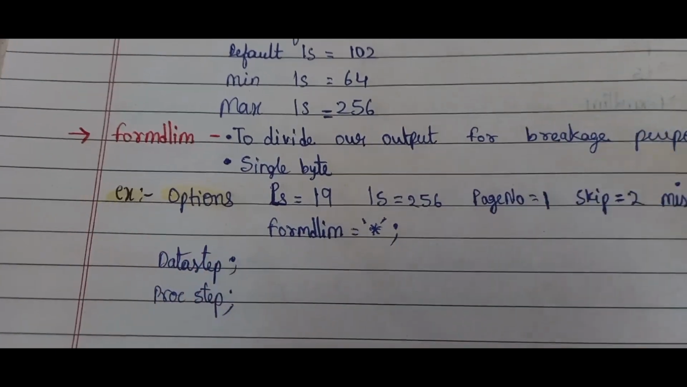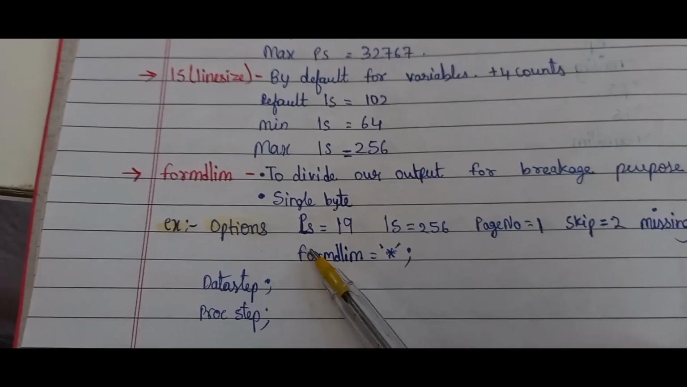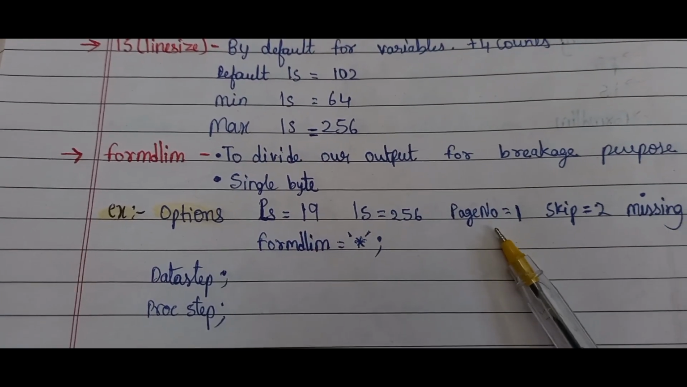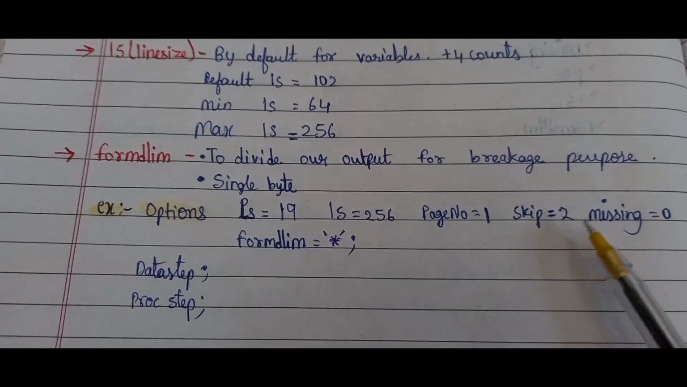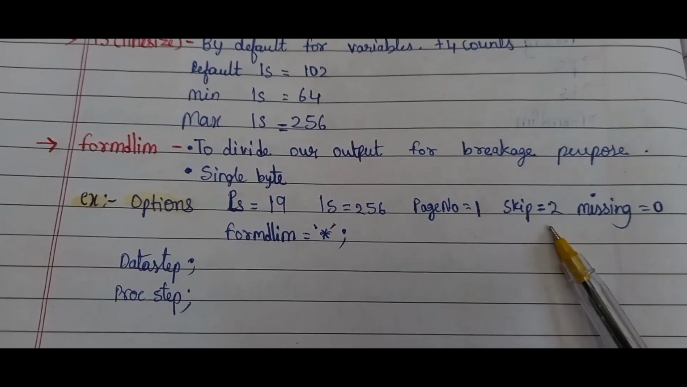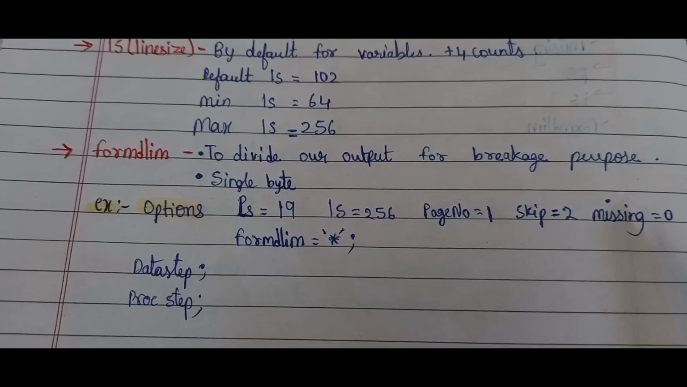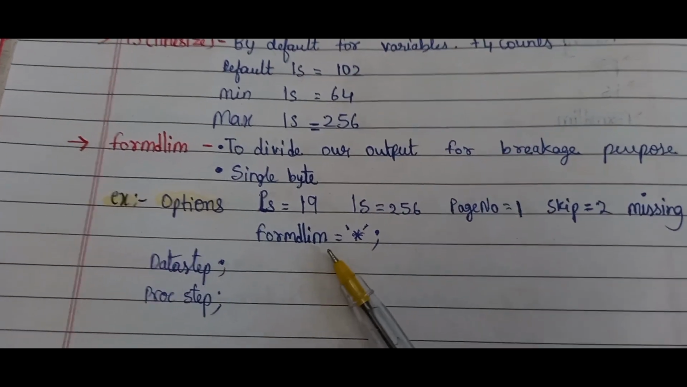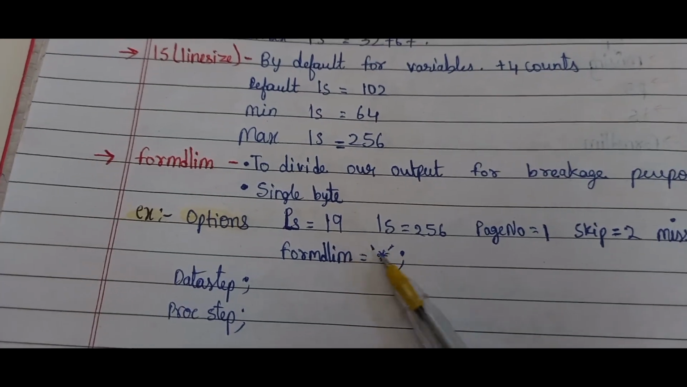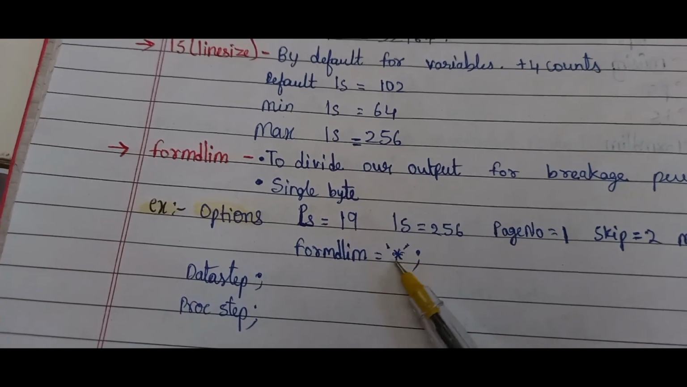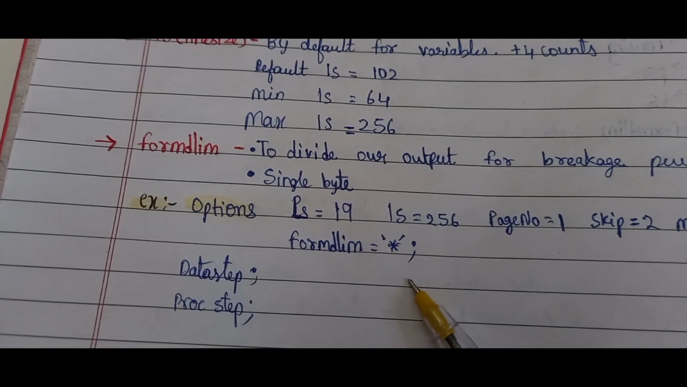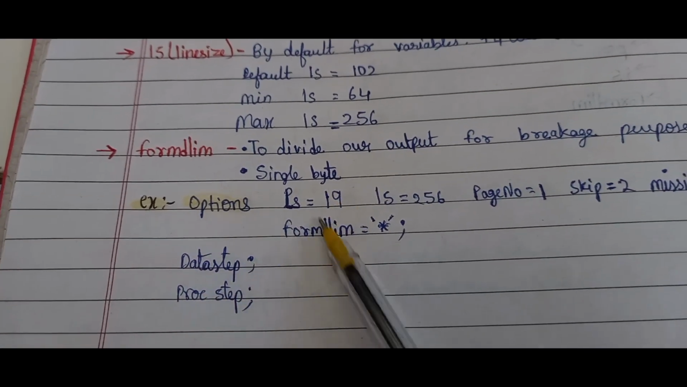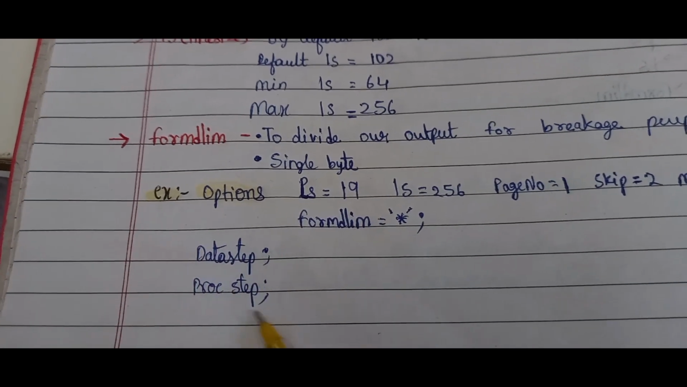See this example: options, line size 19 I'm giving for page size, and line size is 256, pageno as 1, skip equal to 2, meaning I'm skipping 2 rows. Missing equal to 0 for missing values. And FORMDLIM equal to a single byte only, that is a star. You can give a number, alphabet, anything. I'll explain it now in the SAS software. After these options, we'll write the data step and proc step.